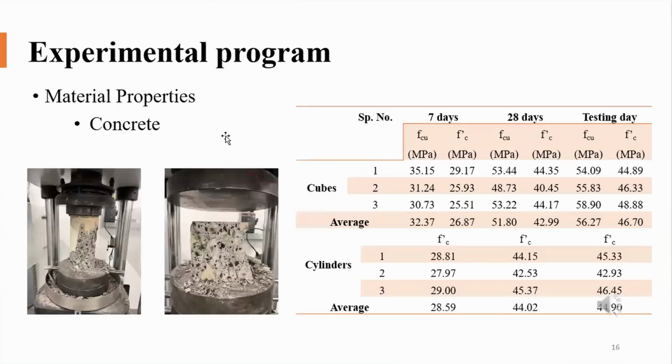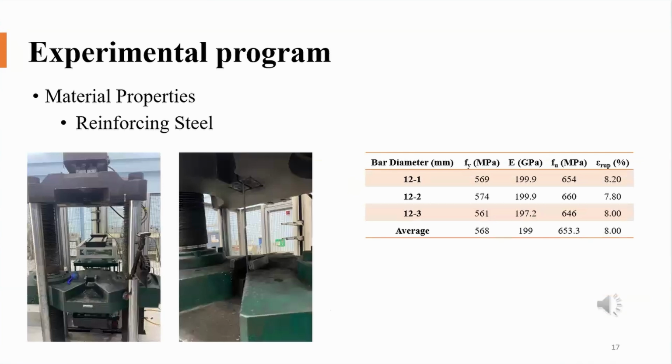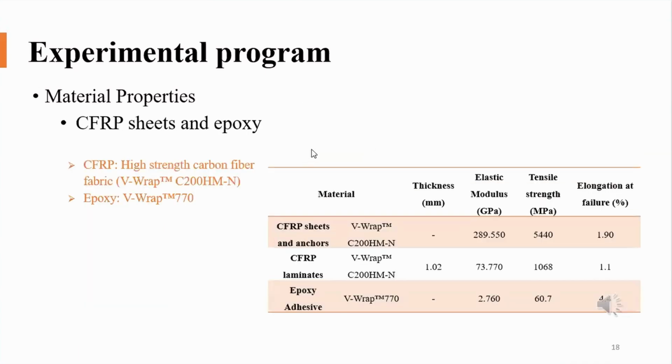Now, for the material properties, the grade of the concrete was 44 megapascal, and tests were done to ensure that the grade is as specified. The steel has a yield strength of about 560 megapascal, and the CFRP sheets consisted of high-strength carbon fiber, and the epoxy was VRAP 7770.